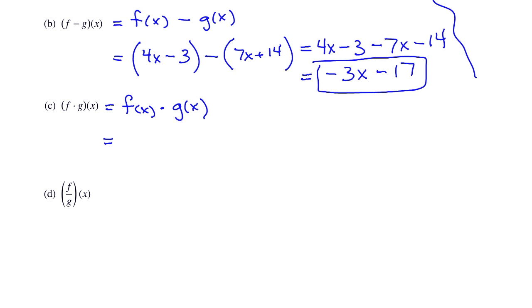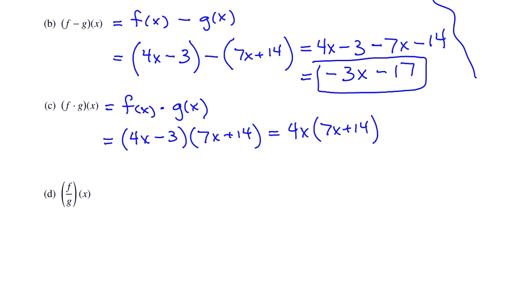F times g of x is f of x times g of x. So this would be 4x minus 3 times 7x plus 14. And you would multiply out this result. You get 4x times 7x plus 14. If I distribute the 4x, minus 3 times 7x plus 14.